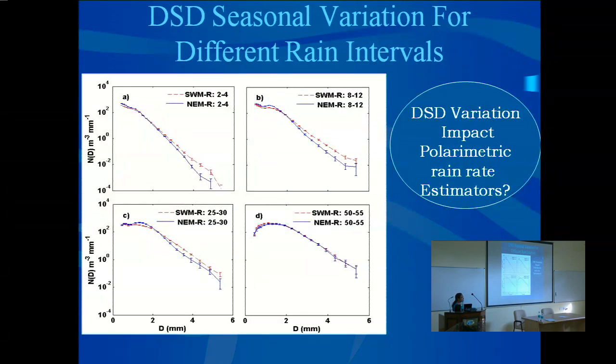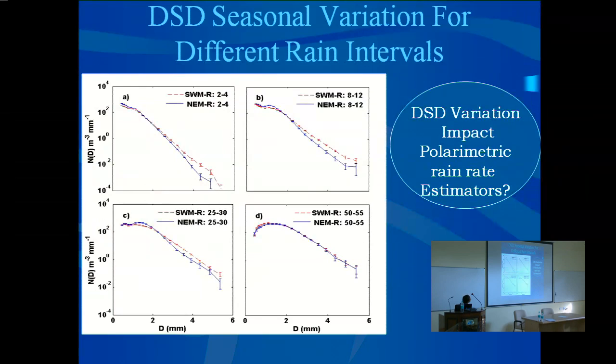So by using all these additional parameters, I can retrieve my drop size distribution parameters. Now coming to the DSD variations, I've taken various rain rate intervals, and as said, southwest monsoon and northeast monsoon. I've taken 2 to 4, 8 to 12, 25 to 30 and 50 to 55.